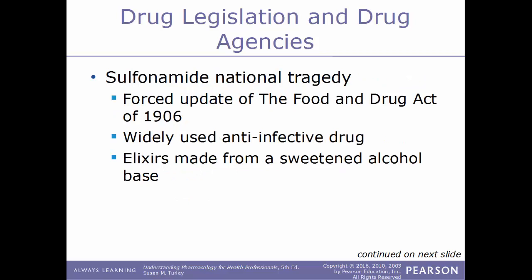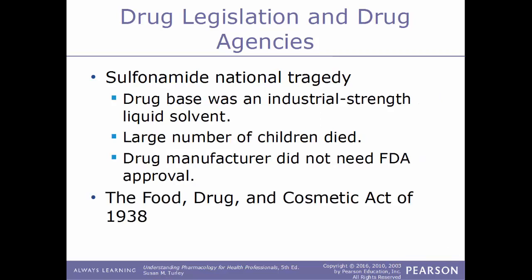Now, what led to the updating of the Food and Drug Act of 1906 was the sulfonamide tragedies. Now, this was used as an antibiotic drug, and it was very, very effective, and there were elixirs made from a sweetened alcohol base. So not only did it work very well, it also would taste very sweet. Now, one thing that was not well known at the time was how toxic this drug was, and it led to the death of a large number of children. And the drug manufacturer at this time did not need FDA approval. So this led to the Food, Drug, and Cosmetic Act of 1938, which gave the FDA the authority to oversee the safety of foods and drugs and cosmetics.